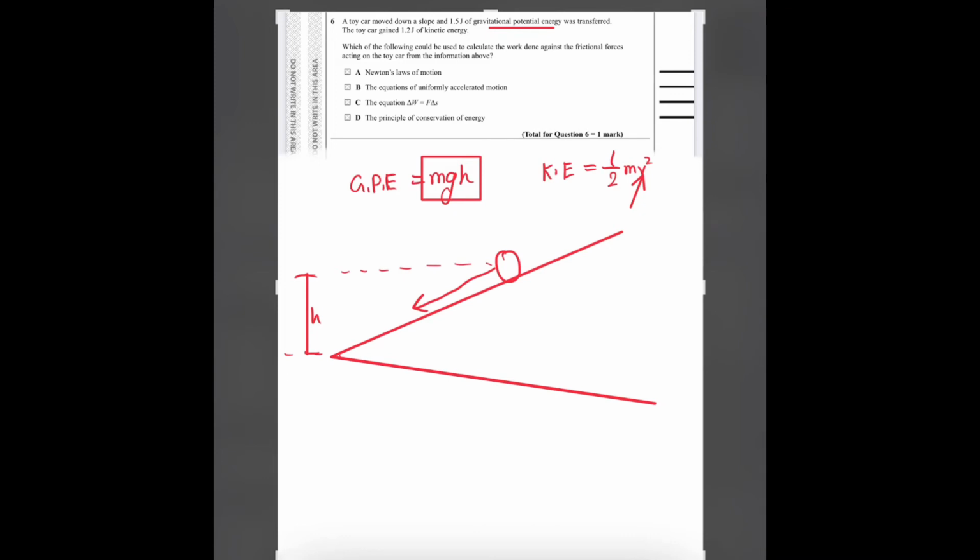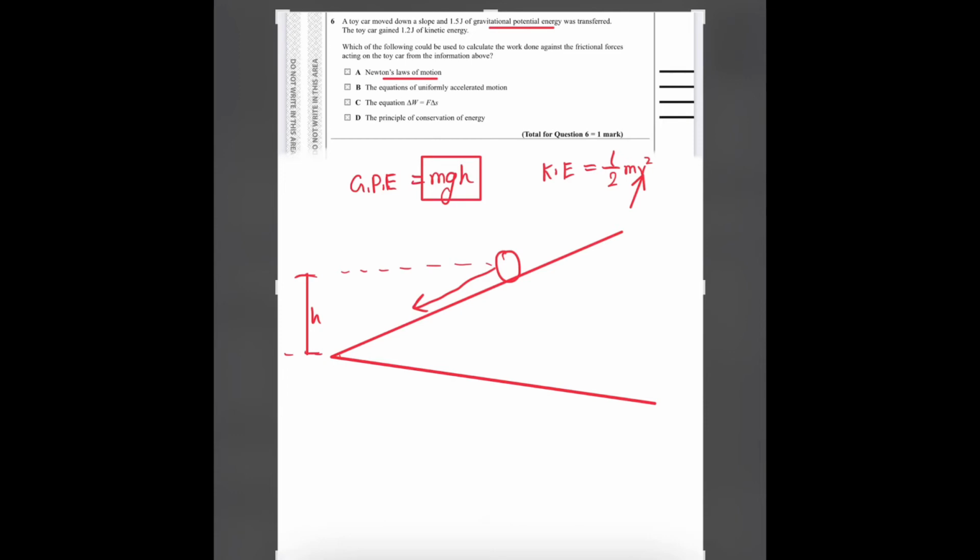Part A says Newton's laws of motion. Newton's laws only deal with forces and acceleration, for example, F equals ma, F equals delta p by t, or Newton's third law. Everything deals with forces and motion and acceleration. It does not concern energy. B, the equations of uniformly accelerated motion. This relates to the SUVAT equations, for example, V equals U plus AT, S equals UT plus half AT squared. So this also does not concern energy.